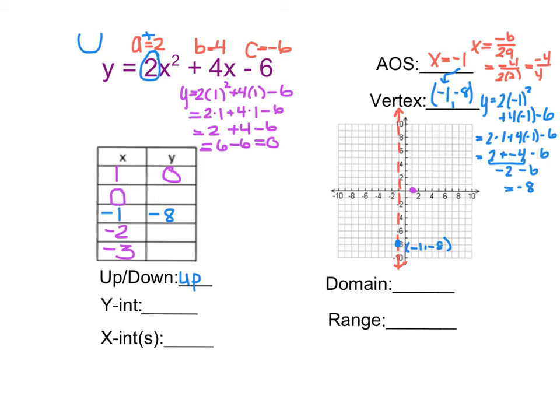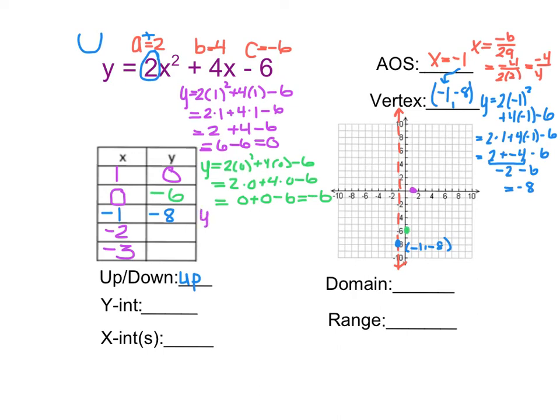I'm going to switch colors. So here I now have y is equal to, now we're going to do 0. So 2 times 0 squared plus 4 times 0 minus 6. Well, I get 2 times 0 plus 4 times 0 minus 6. So that's 0 plus 0 minus 6, which is just a negative 6. So I go to x is 0, y is negative 6.